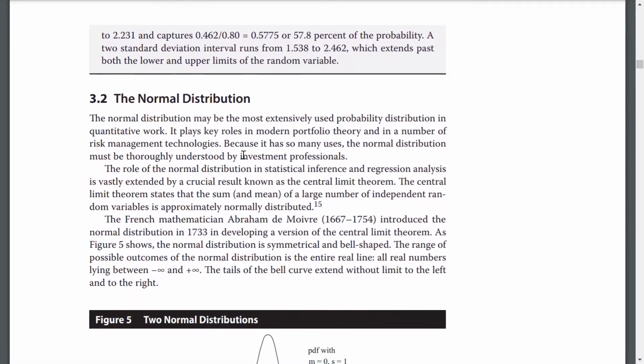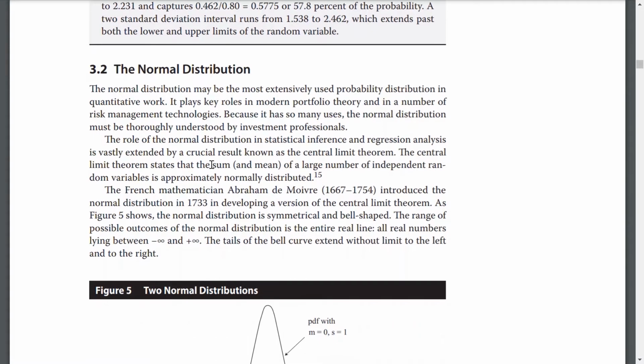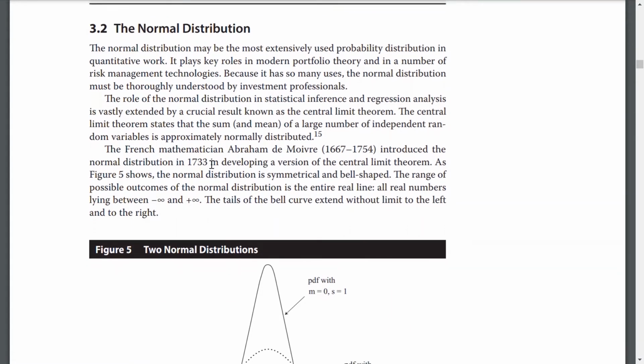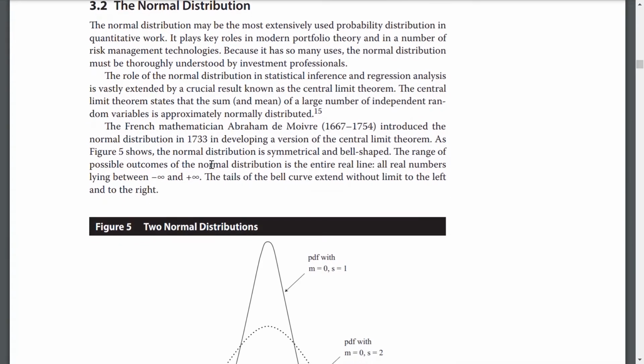The normal distribution may be the most extensively used probability distribution in quantitative work. It plays key roles in modeling portfolio theory and in a number of risk management technologies. Because it has so many uses, the normal distribution must be thoroughly understood by investment professionals. The role of the normal distribution in statistical inference and regression analysis is vastly extended by a crucial result known as the central limit theorem.